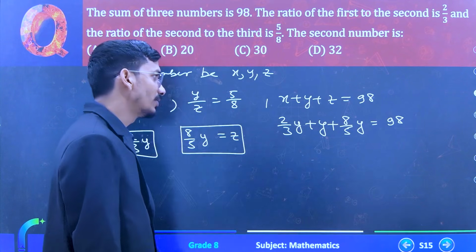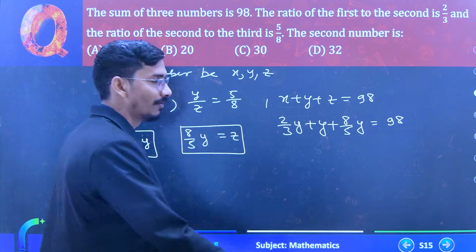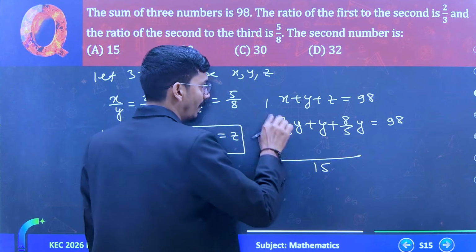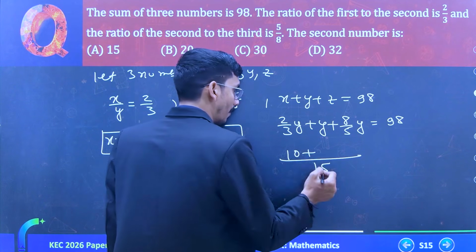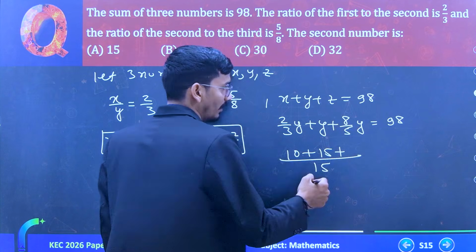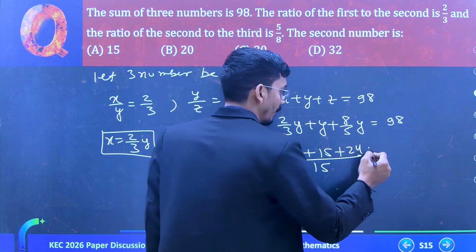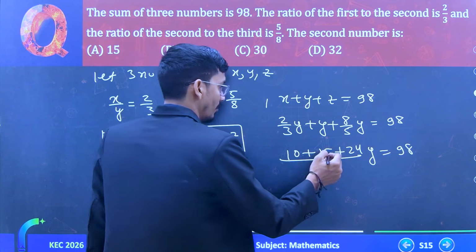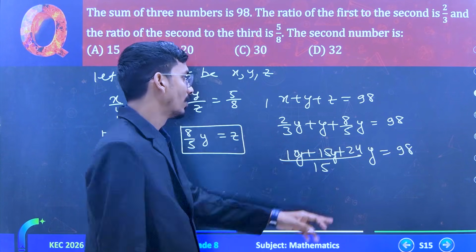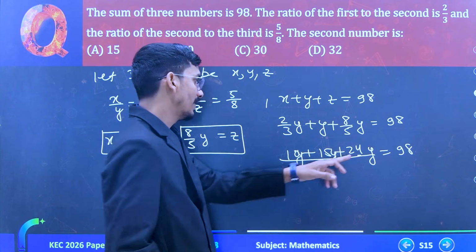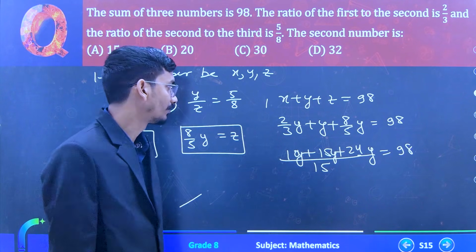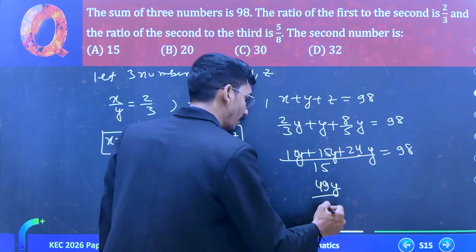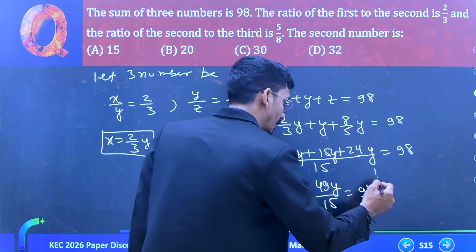98. Now simplify. The LCM of 3 and 5 is 15. So it's 15. 15 divided by 3 is 5, 5 into 2 is 10, plus 15. And this, 3 into 8 is 24, and that is 98. This is also y, and this is also y. 24y plus 15y plus 10y, how much? That is 49y upon 15 equals 98.